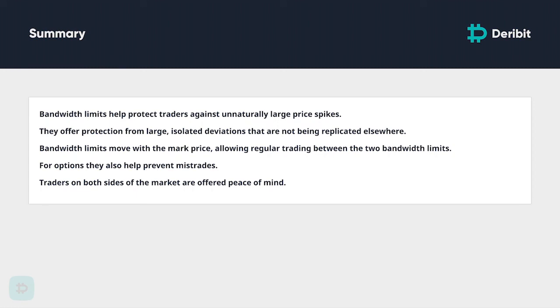Traders on both sides of the market are offered peace of mind, knowing they are trading in an environment where the exchange has measures to prevent extreme price action, as opposed to exchanges that do not have any of these protections.